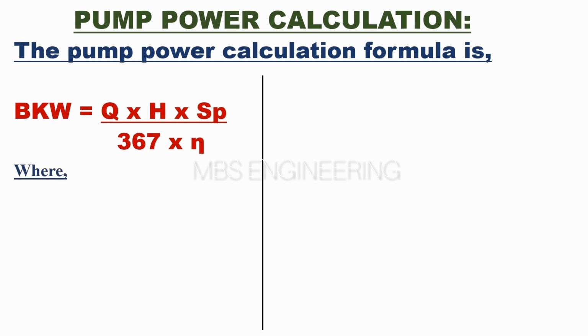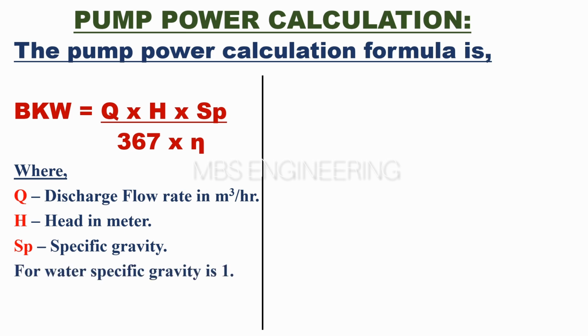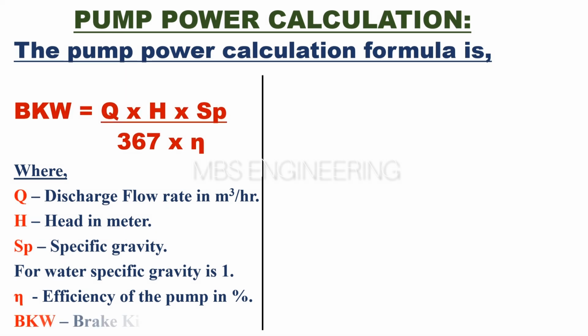Where Q is the discharge flow rate in cubic meters per hour. H is the head in meters. SP is the specific gravity. For water, specific gravity is 1. Eta is the efficiency of the pump in percentage. BKW is the brake kilowatt in kilowatts.